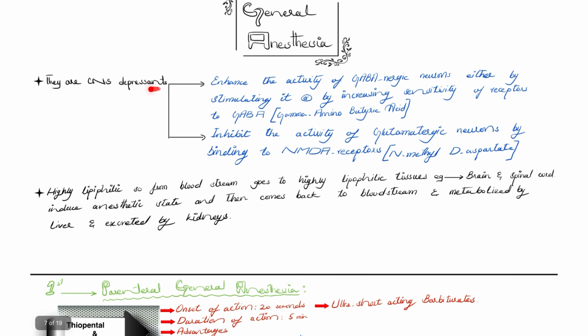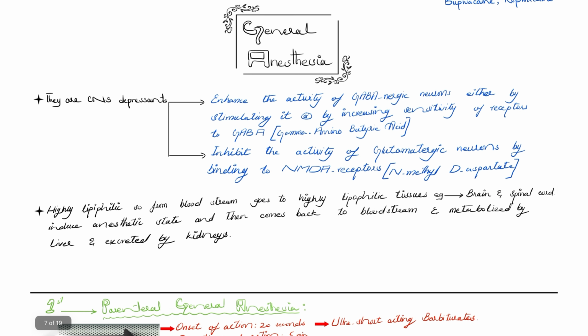General anesthetics are seen as depressants. And how do they depress the central nervous system? By two ways. Either they enhance the activity of GABAergic neurons, which are inhibitory neurons, by stimulating them, or by increasing the sensitivity of the receptor to GABA, which is an inhibitory neurotransmitter. GABA stands for gamma aminobutyric acid.